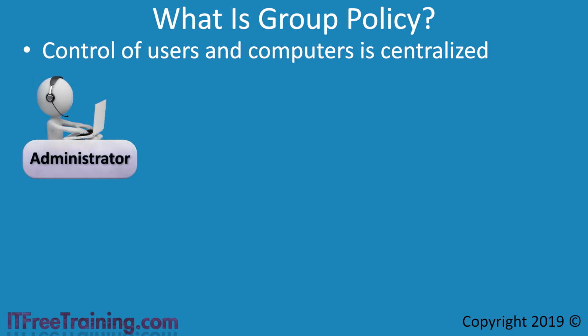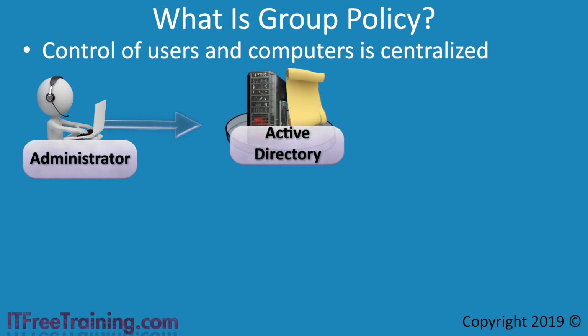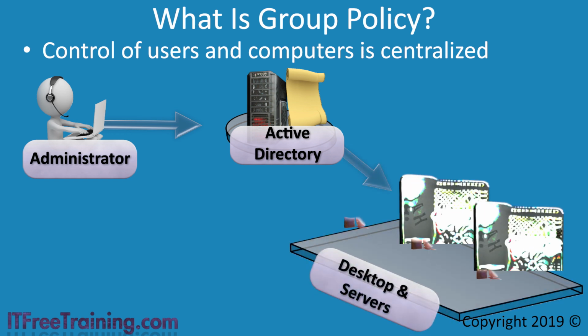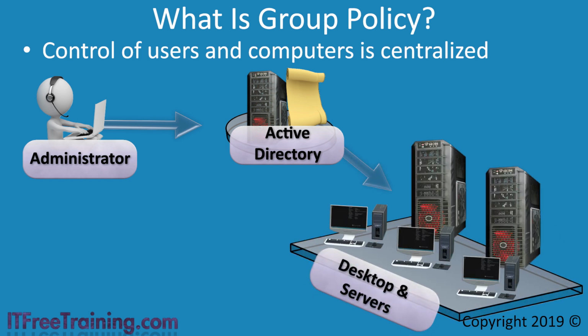An administrator, in this case, creates a group policy in Active Directory. They can then configure just over 3,500 settings. These settings can be targeted for users or computers. This includes desktops, laptops, and servers. Once the group policy is configured, it will be downloaded to the computer and applied.